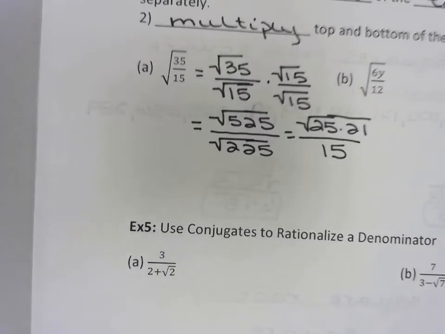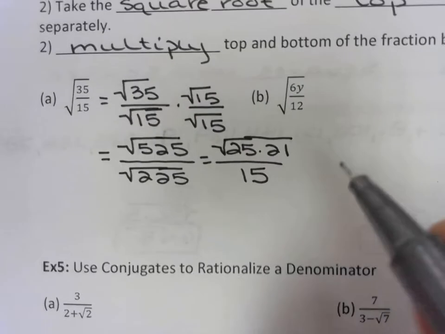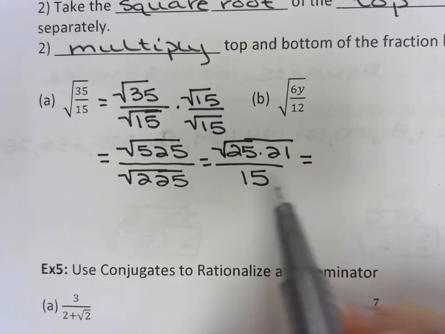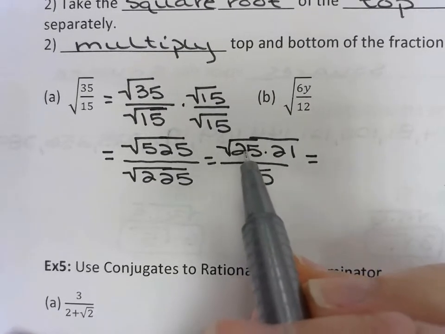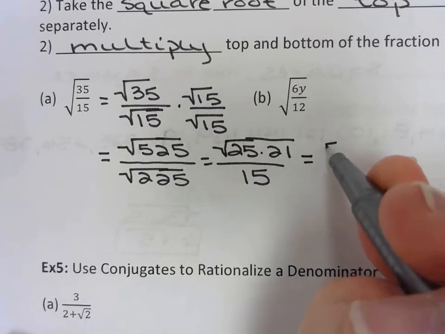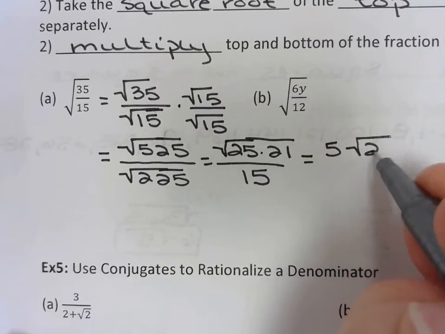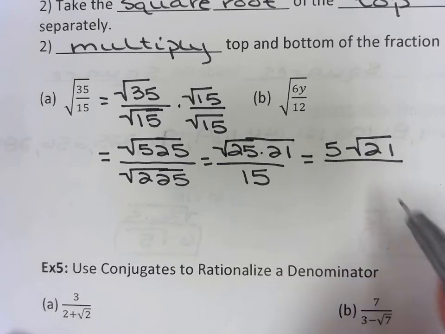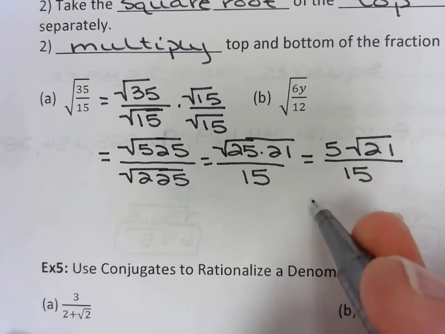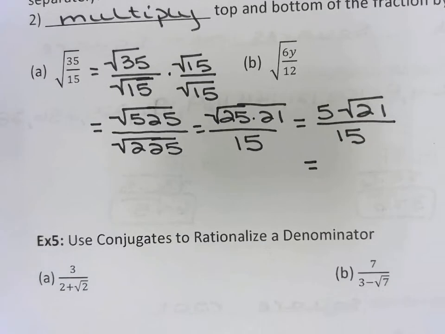And let's simplify the top. What's the square root of 25? So bring it out front. So 5 square root of 21, like we've done before, over 15. And how can I reduce it? Think about the numbers outside as a fraction. 5 over 15. How can I reduce 5 over 15?